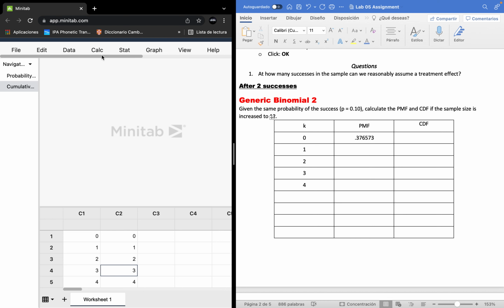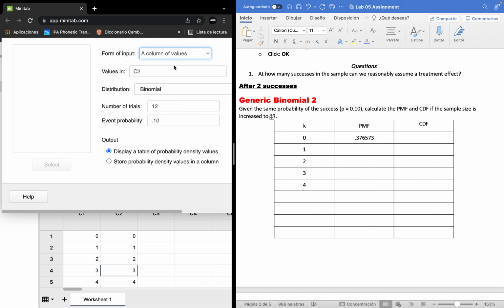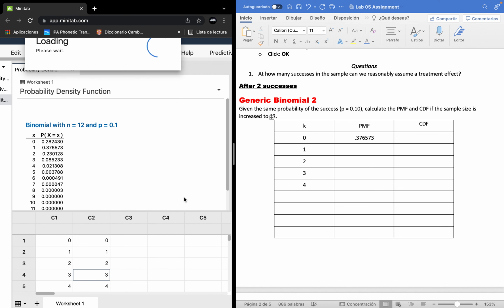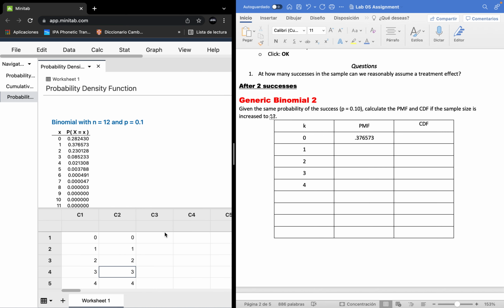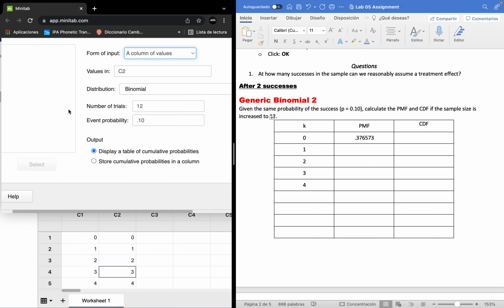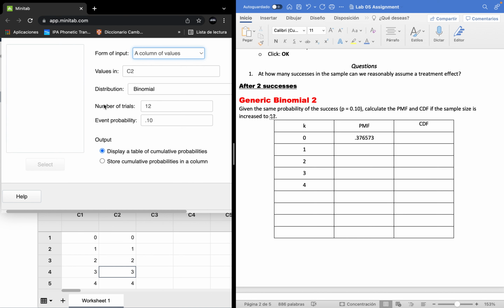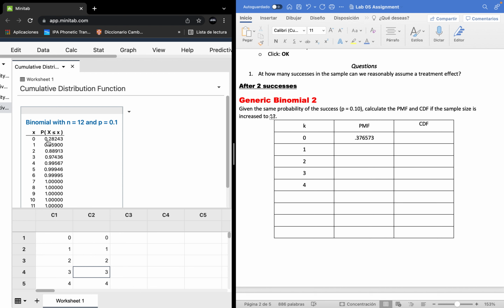So now repeat the process before: Calc, Probability Distributions, for the PMF, probability density function, column value C2, number of trials 12. So everything is the same. Just click OK again. And now you have the 0, see? It was my mistake. For the cumulative, the same: Calc, Probability Distributions, choose Cumulative. Everything is as we had it before, column value C2, binomial 12, 0.10. So click OK, and now we have the cumulative for 0.